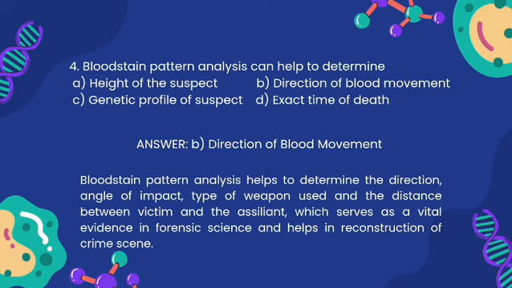The fourth question is, bloodstain pattern analysis can help to determine option A, height of the suspect. Option B, direction of blood movement. Option C, genetic profile of the suspect. And option D, exact time of death. The answer is option B, direction of blood movement.